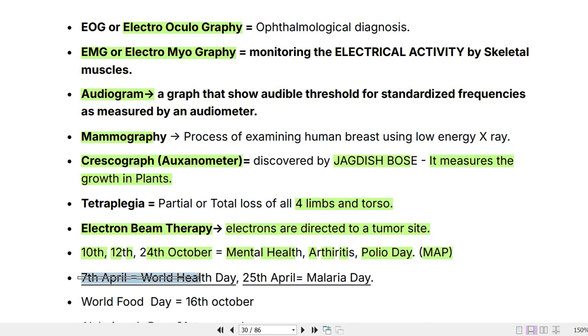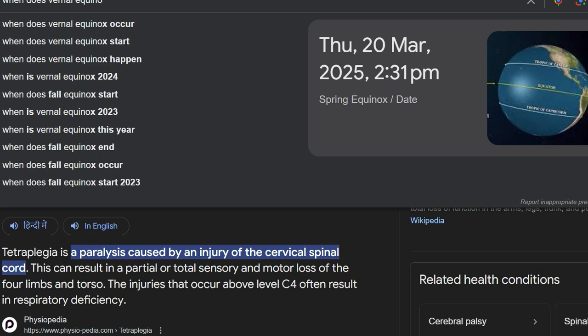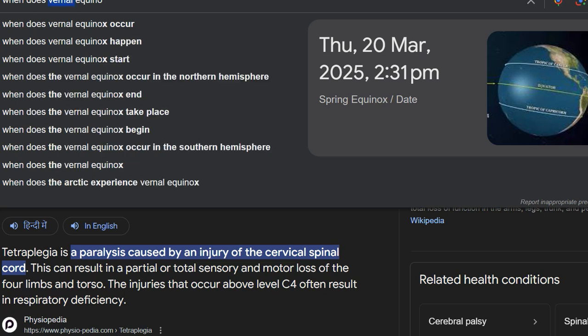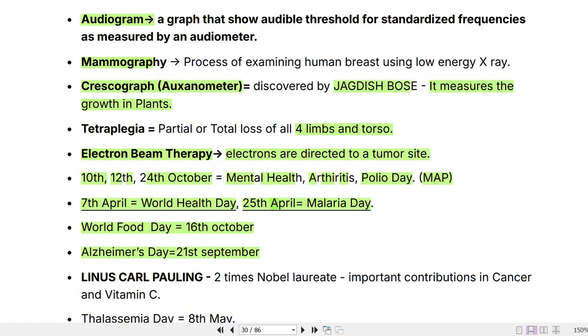Then the 7th of April is World Health Day, and the 25th of April is World Malaria Day. World Food Day, I think, is the 16th of October, and Alzheimer's Day is the 21st of September. That is the vernal equinox, I think, which is the 20th of March. So that is not vernal, that is the autumnal equinox, the 22nd of September. So Alzheimer's Day is celebrated quite close to the autumnal equinox. The autumnal equinox is the equinox that comes after the summers. The vernal equinox comes after the winters.